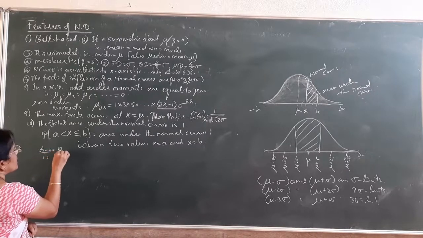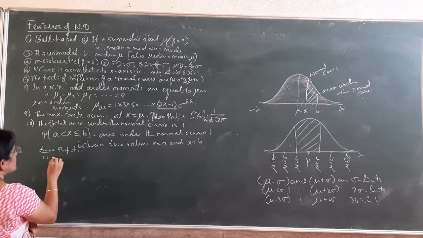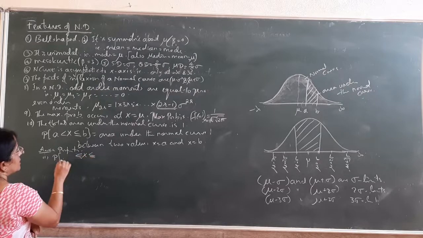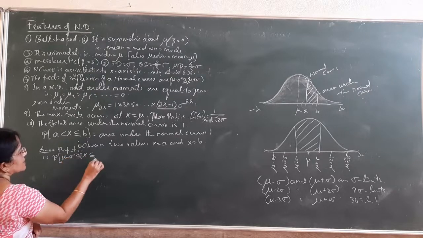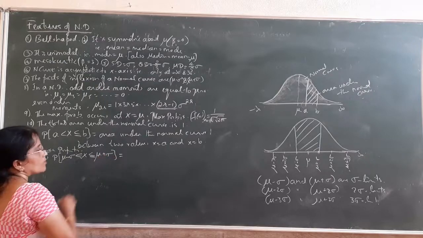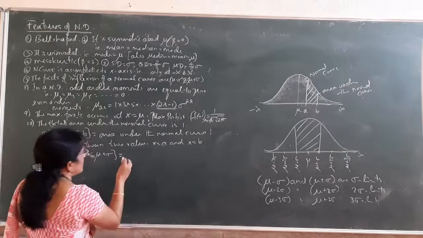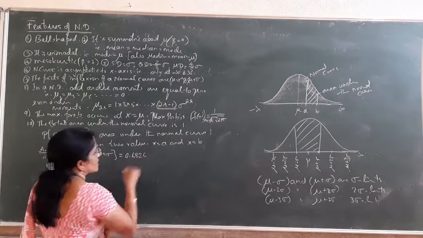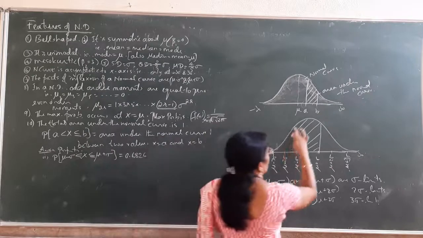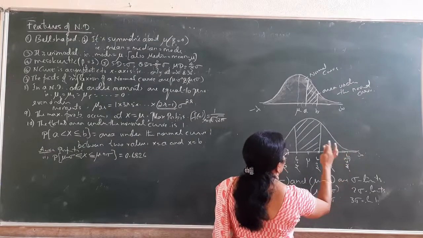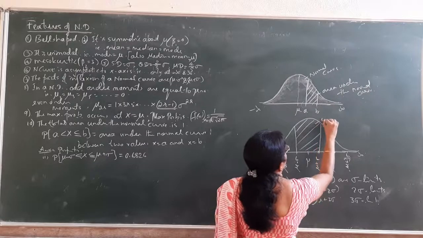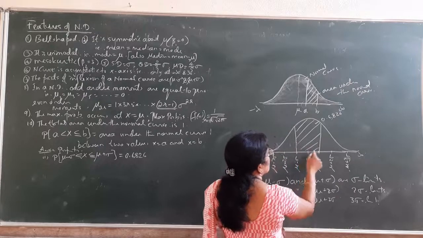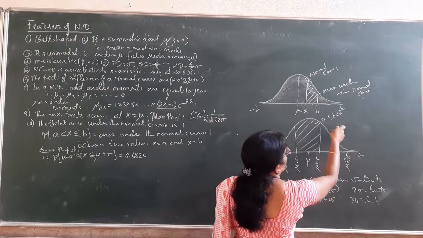First one, this is called an area property. Probability of x lying between sigma limits mu minus sigma and mu plus sigma. What is this area? It is given under normal theory as 0.6826. That is, if the total area under the curve is 1, then out of that 0.6826 area lies within those two values. So what is this area?